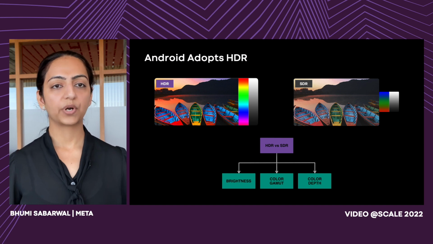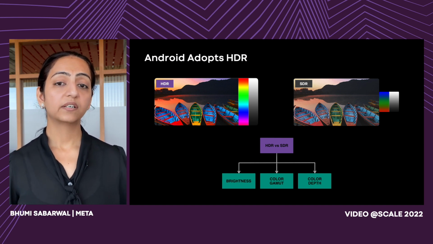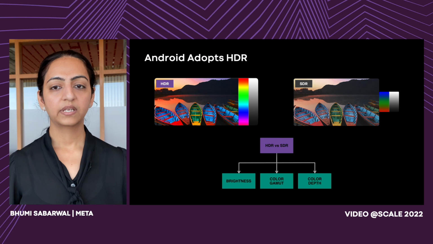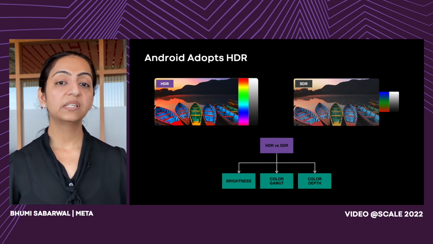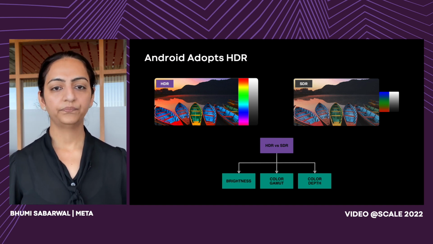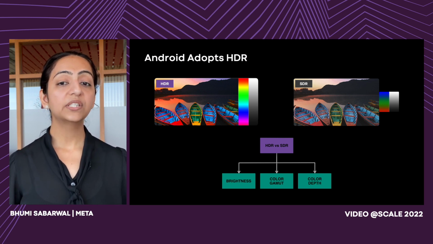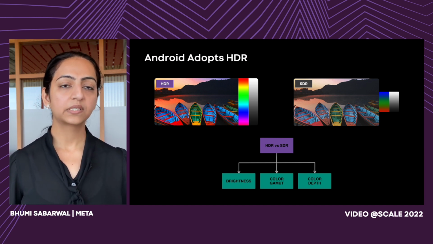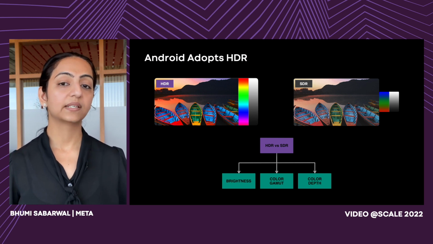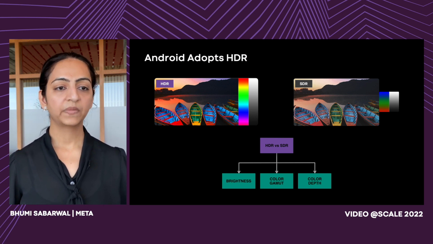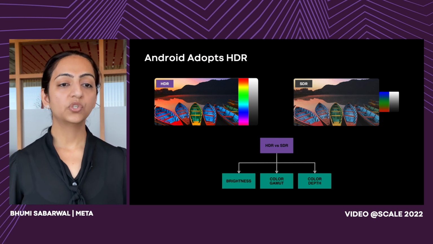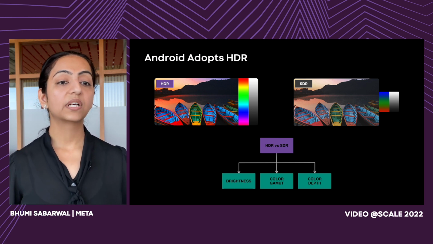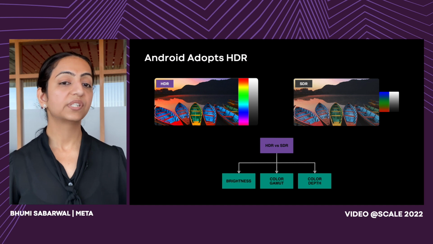The first one is brightness. HDR is brighter than SDR. HDR brightness can be up to 10 times more than SDR. Next is color gamut. HDR is much richer in colors and adopts Recommendation 2020, which is a much wider color gamut than Recommendation 709 that is adopted by SDR. As we can also see in the images, the color range and the contrast range for HDR versus SDR is much higher.